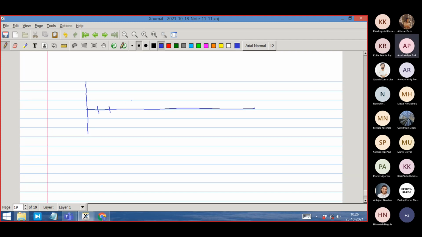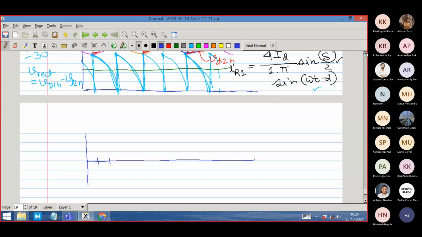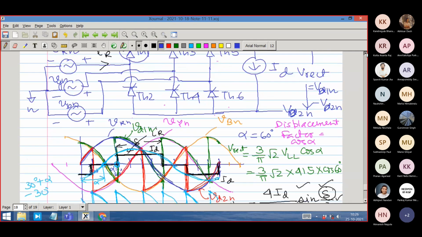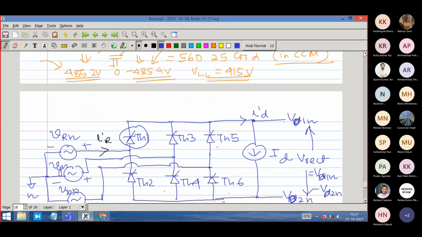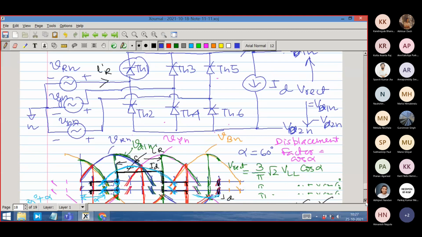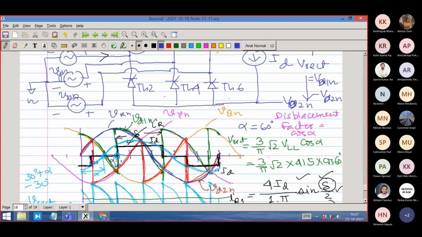Sir, can you just repeat what you just said? What I'm saying is that if you look at the rectified voltage expression, it is a function of cos alpha. So if I want to produce a rectified voltage which is negative on an average, I must have alpha greater than 90 degrees. Okay, thank you.